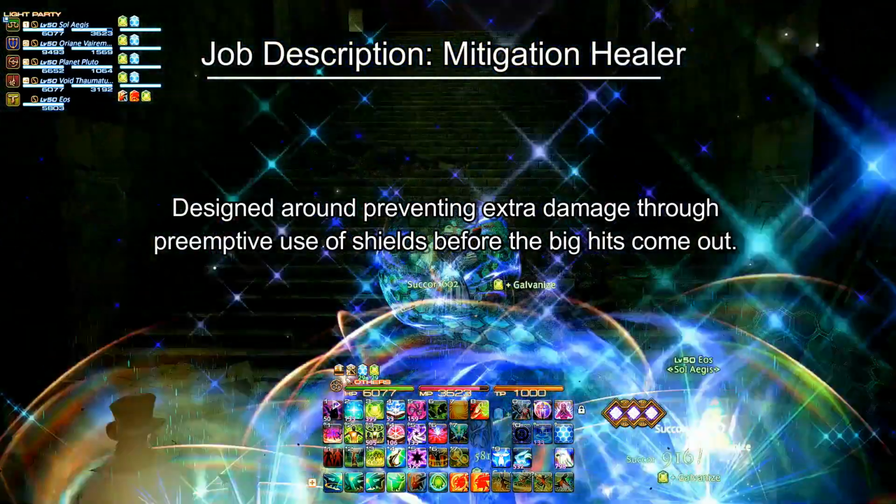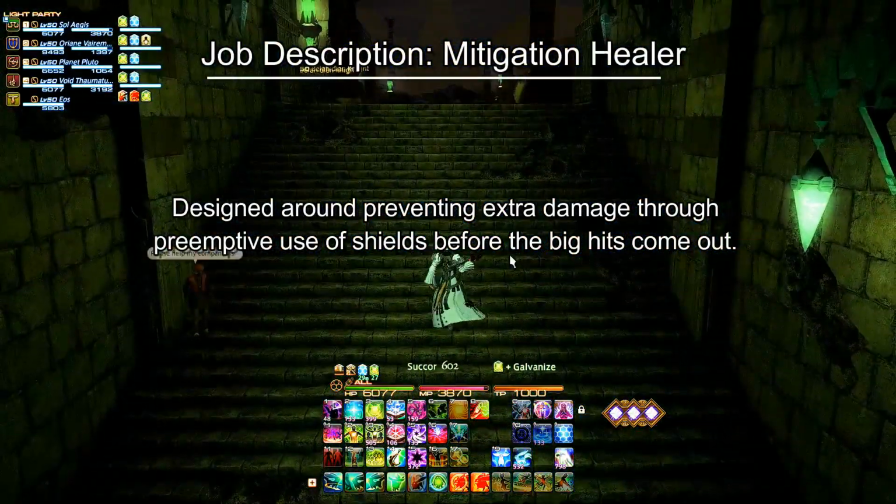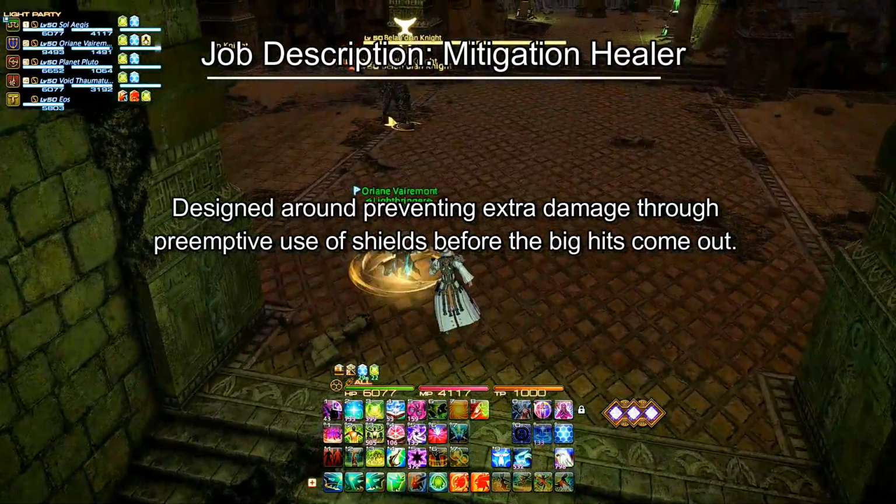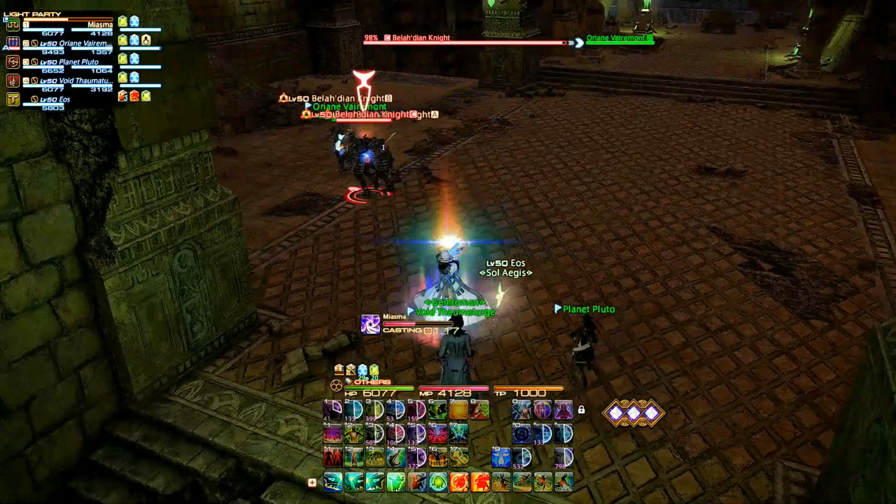Scholar is a healer focused around preventative shielding before the damage happens, as opposed to reactive healing like the White Mage. This is accomplished through the use of a few different mechanics, which we will cover in this next section.